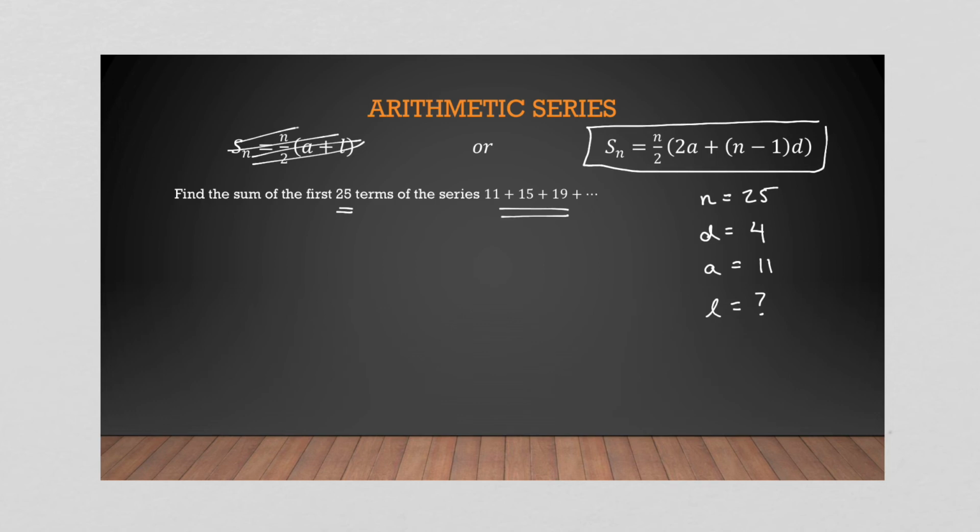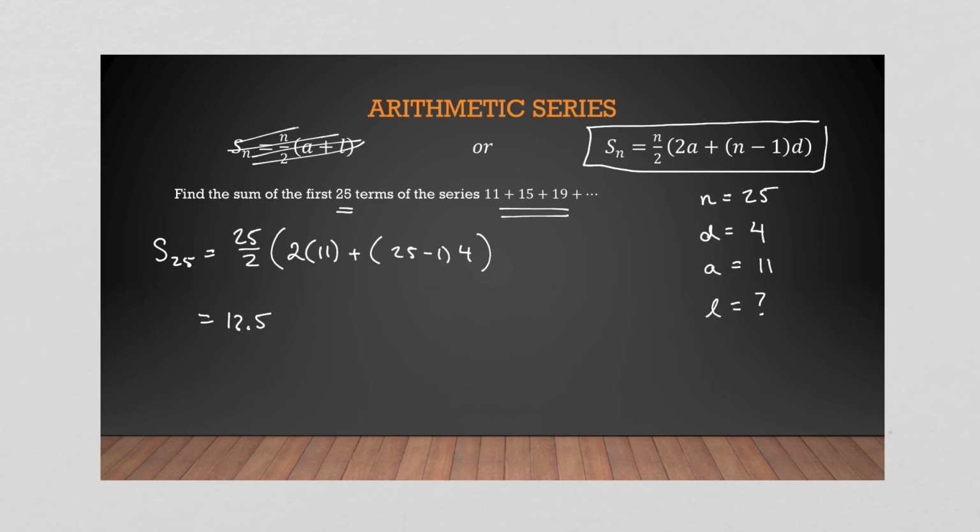So the sum of 25 terms is equal to 25 over 2 times 2 times 11 plus 25 minus 1 times 4. And now we just got a whole bunch of arithmetic here. 25 divided by 2, 12.5. And yes, decimals are fine, 12 and a half, okay? Where do we go from there?